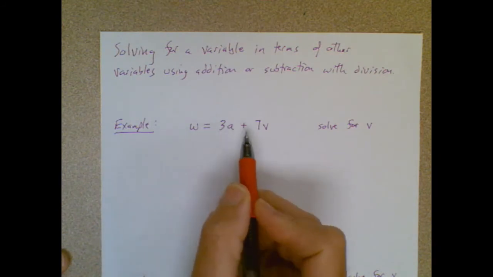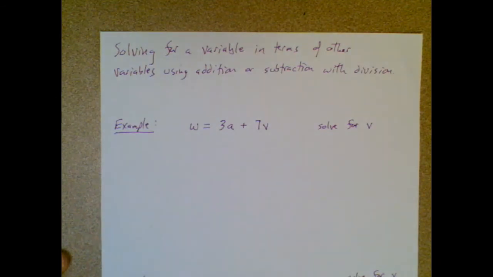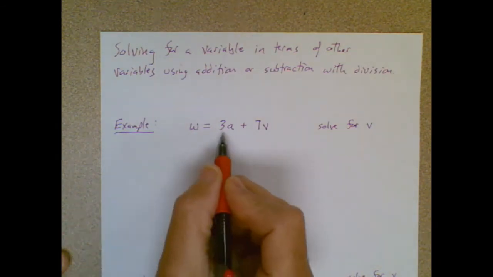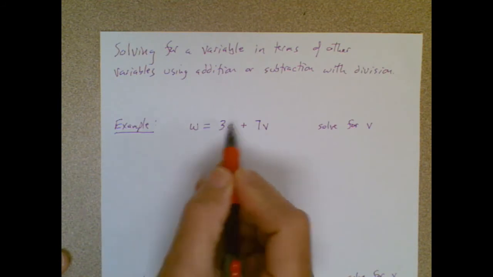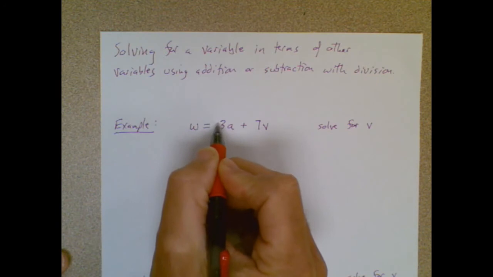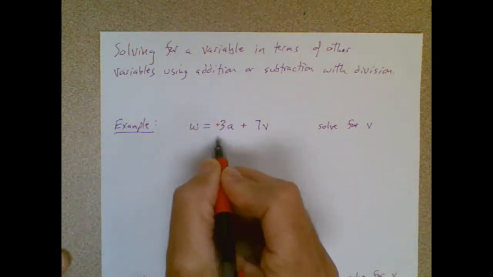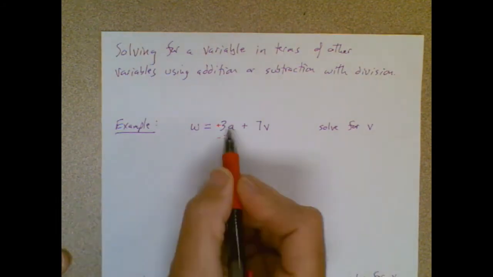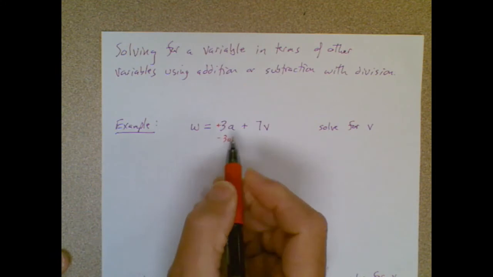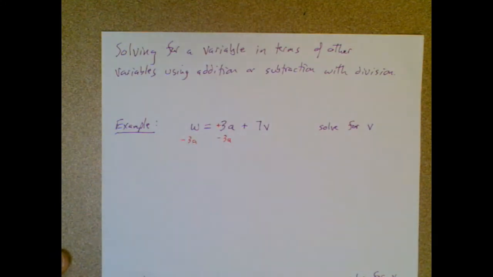Kind of a rule of thumb will be get rid of the pieces that are furthest away from your variable in the beginning. So I look at this 3a and I say, hey, how can I move that to the other side or get it out of the right-hand side? Well, it's a positive 3a. So what I'll do is I'll subtract 3a from the right side. That'll make that add or subtract to 0. And of course, that means I have to do that to the left-hand side as well.